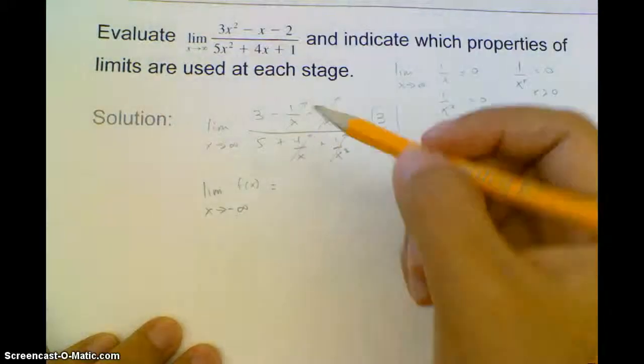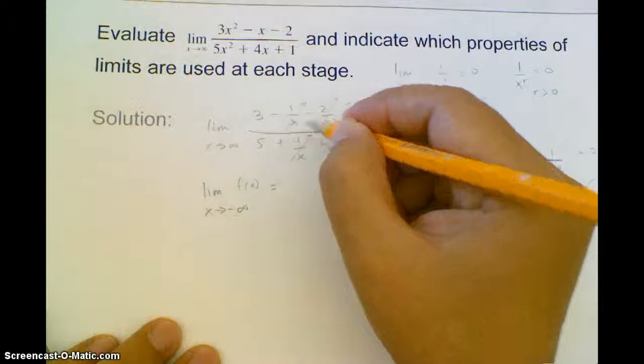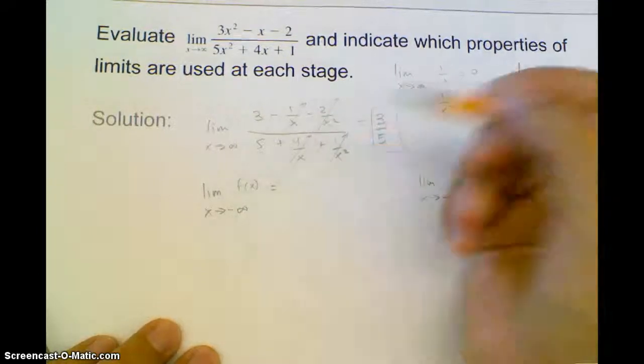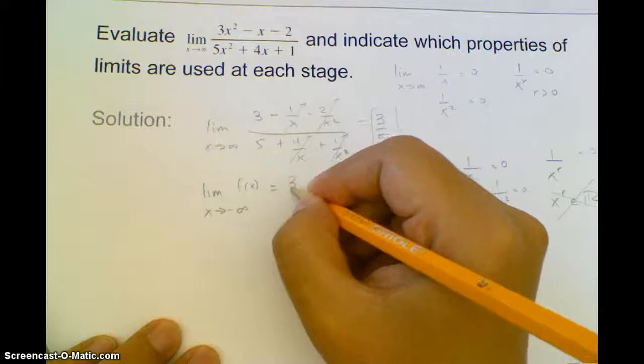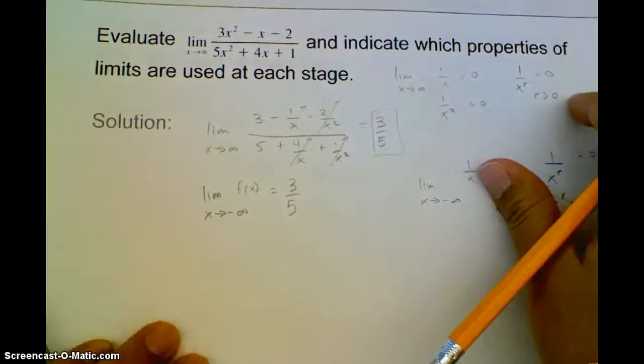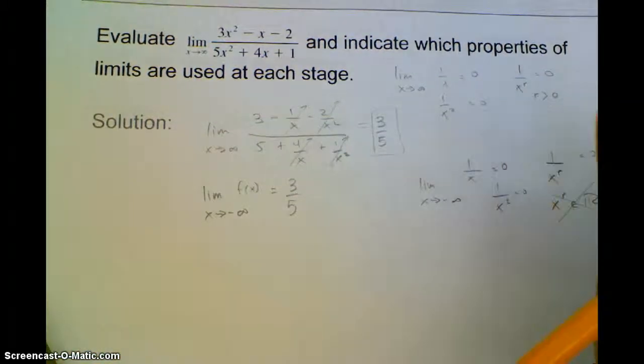But luckily for us, all these powers in here have domain all real numbers, so I could say that this is again 3/5 as well. Let me show you on the graph.